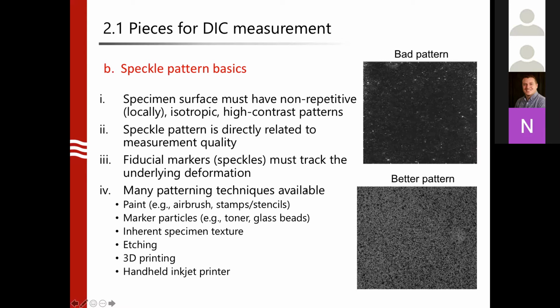For patterning, there are many methods you can use. You can use an airbrush, stamps or a roller. Also, you can use an etching method, 3D printing or an inkjet printer. The key idea is to print random speckle patterns. There are more details on how we define a good pattern in the next 2 slides.